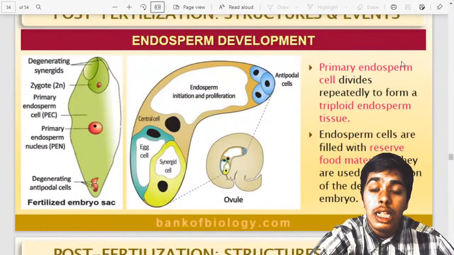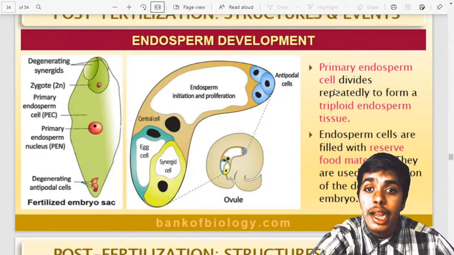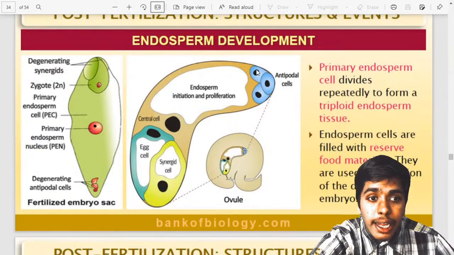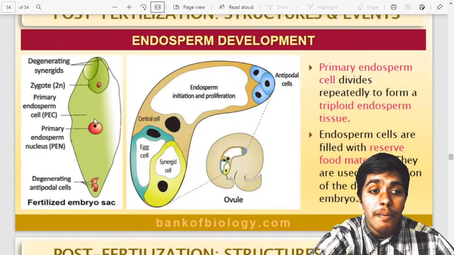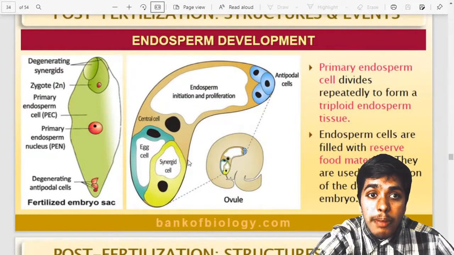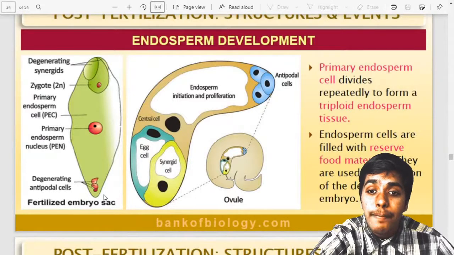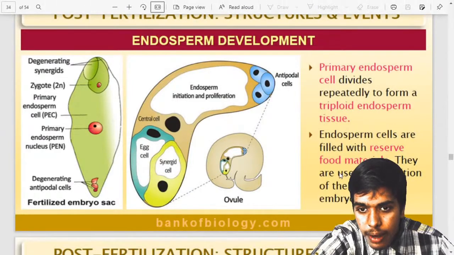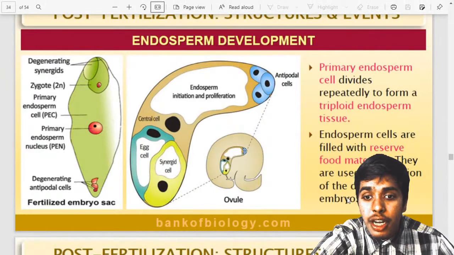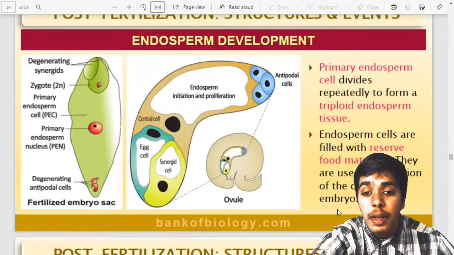Endosperm development. The primary endosperm cell divides repeatedly to form a triploid. That means one gives rise to three. Okay, so look here. This primary endosperm cell will form three types of cells. Endosperm cells are filled with rich food materials. That means they help in the nutrition of the developing embryo.